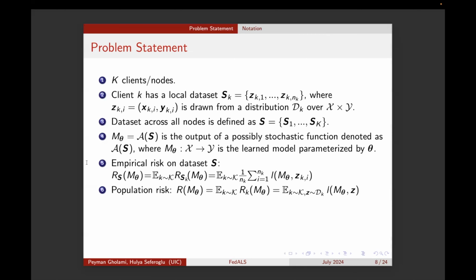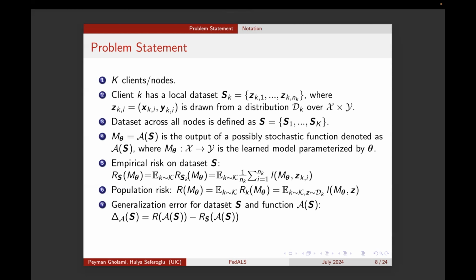There is also this notion of curly K of k, which is actually the weight of node k's local loss in the global loss. Then we have the population risk, where the data comes from the real distribution, and we take expectation over the data sample. The generalization error on the dataset S is defined as the difference between the empirical risk and the population risk. And finally, we have the expected generalization error, where the expectation is over the global dataset S.